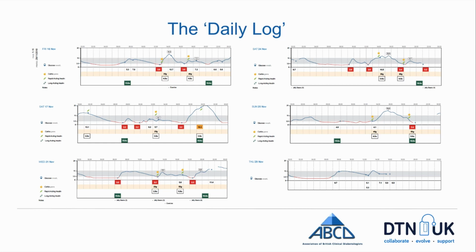So the question this generates is, is this person having lots of overnight hypoglycemia? And looking at the daily log, which is the other part of the report that you can access, you begin to see the individual glucose traces for each day, that there is indeed a trend towards glucose dropping overnight and quite often dropping into the hypoglycemic range, which is clearly the issue that needs to be addressed in this situation.